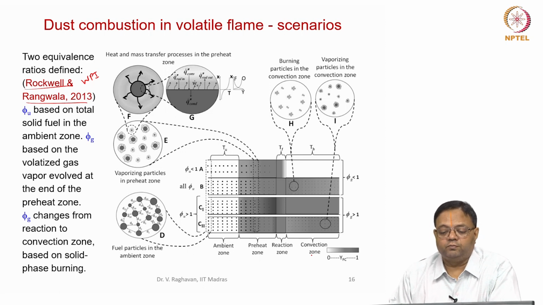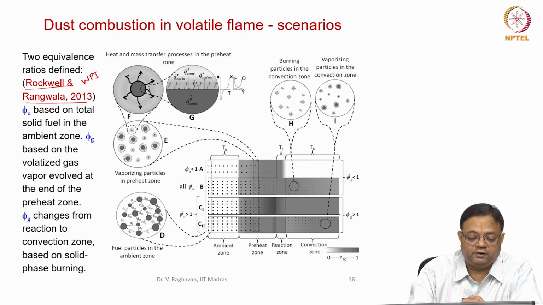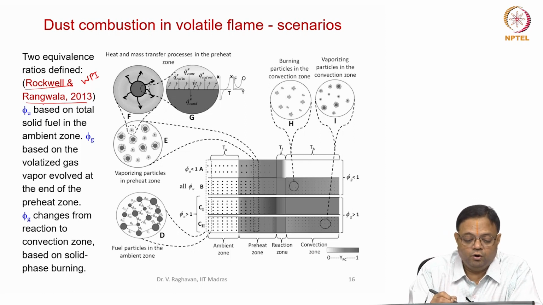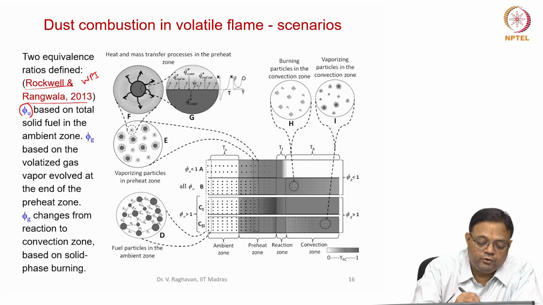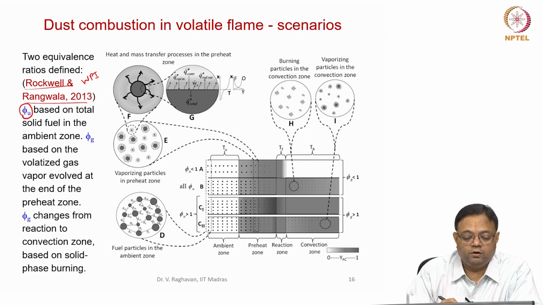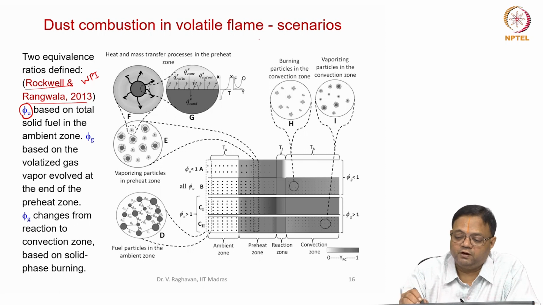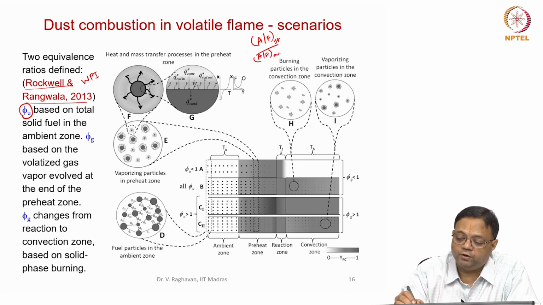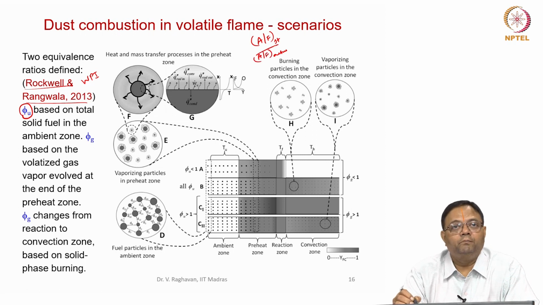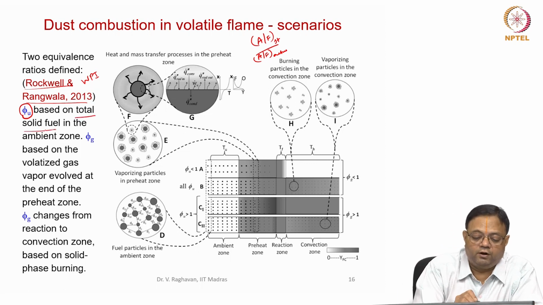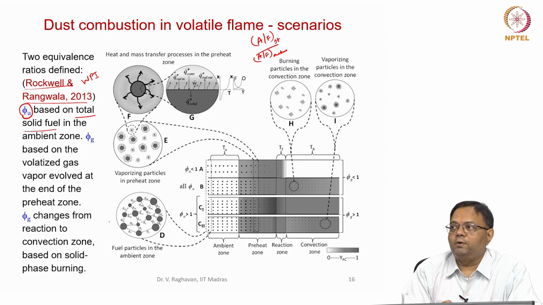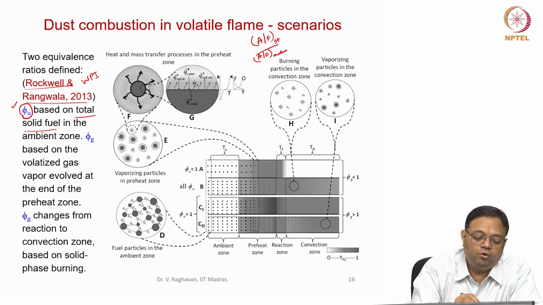The main thing to remember is that there is an equivalence ratio which is called phi u. Now, what is phi u? What is the equivalence ratio? Basically the stoichiometric air fuel ratio divided by the actual air fuel ratio. So based upon the air availability for the total solid fuel, I can come up with one equivalence ratio, phi u.